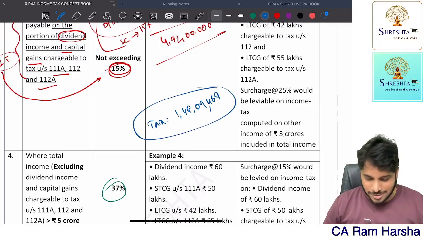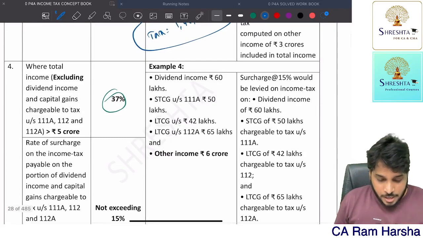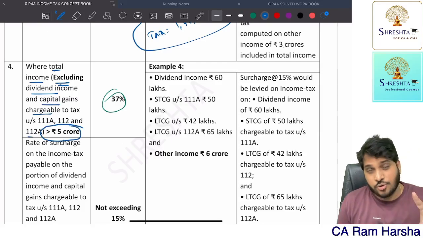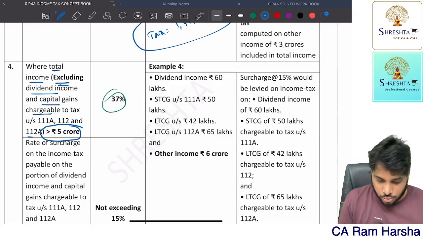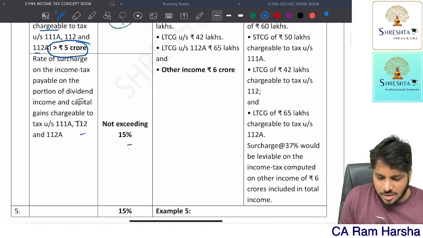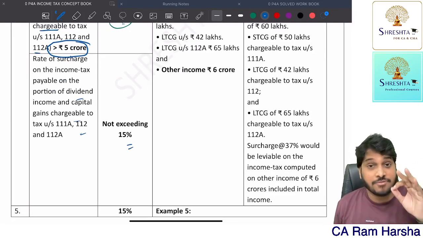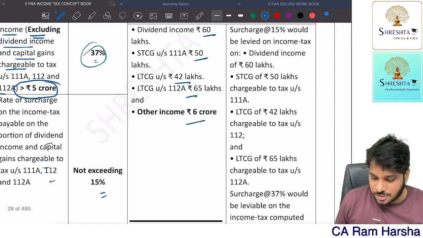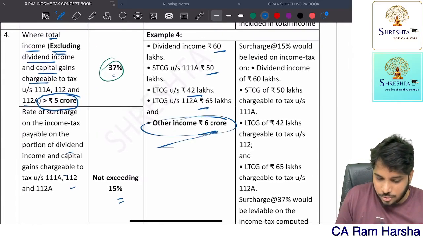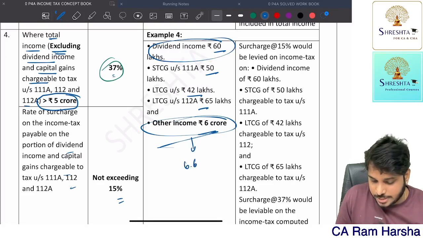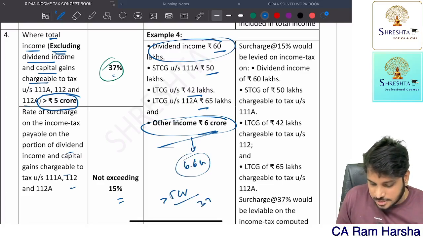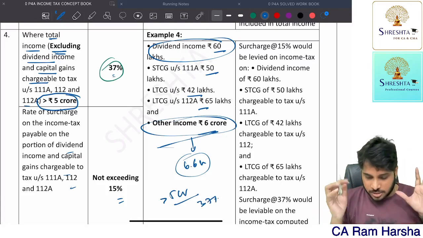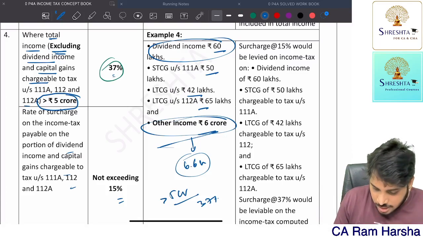So complicated, no? Suppose the total income of the individual, excluding dividend and capital gains, is exceeding 5 crore. Then the surcharge is 37%, but on dividend and capital gains, the maximum rate of surcharge is 15%. Now you see, dividend income 60 lakh, other income 6 crores. Dividend plus other income is 6.6 crore. Since other income is more than 5 crore, what is the surcharge rate applicable? 37%.